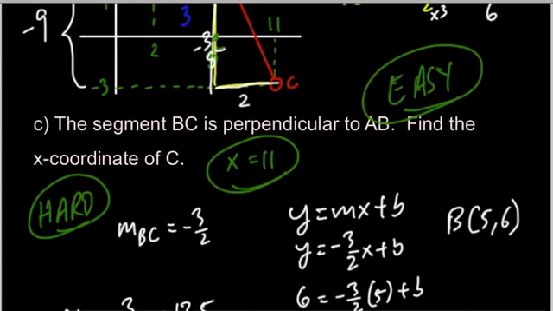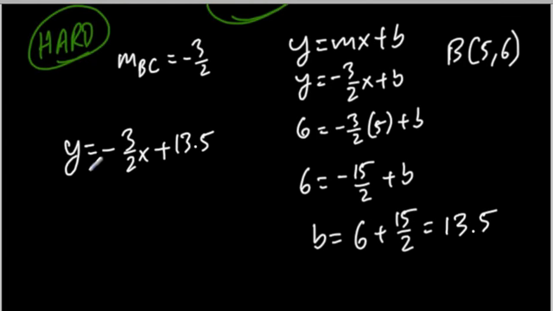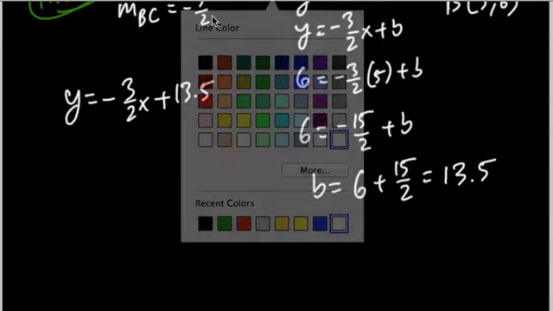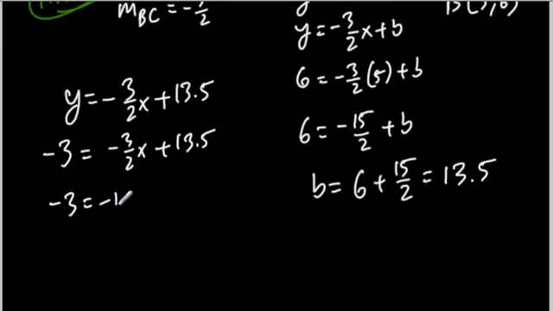The question said, find the x-coordinate of C, right? We know the y-coordinate of C is negative 3. So if we know that, we can just plug it into that equation to get the x-coordinate of C. So negative 3 is equal to negative 3 over 2 x plus 13.5. Negative 3 over 2 is basically negative 1.5. So negative 3 is equal to negative 1.5x plus 13.5.